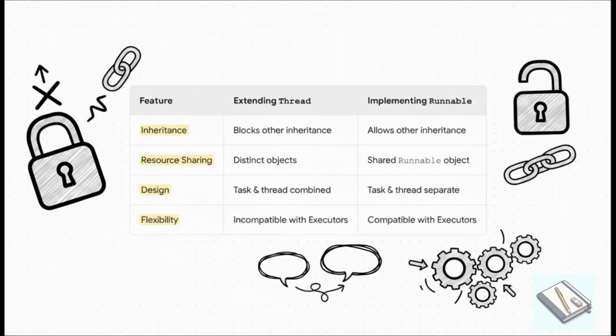If you extend the Thread class, that's it. You've used up your one chance to inherit from anything else in Java. That's a huge limitation. But if you implement Runnable, your class can still extend some other class. Even better, Runnable separates the task, the what you want to do, from the thread, which is the how you're going to do it. That's just cleaner design, and it makes your code work with all the modern, powerful tools.